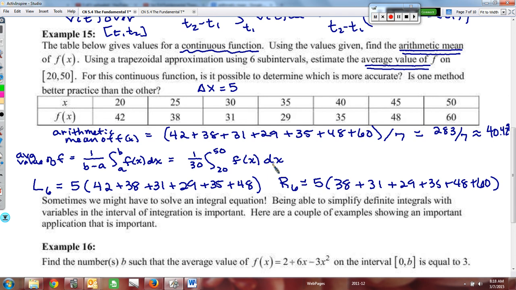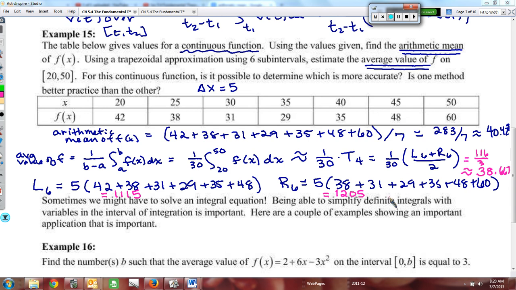And then remember that for our approximation, just showing the work here, I would say this is approximately 1 over 30 times T4, which is going to be 1 over 30 times my left sum plus my right sum divided by 2. Average my left and my right. So we're just going to pick up our calculator and do those calculations. All right, and as you can see, I didn't make you sit there while I calculated. Adding this up, we got 1,115. This one we got 1,205, and then I just plugged them in and calculated my average value.